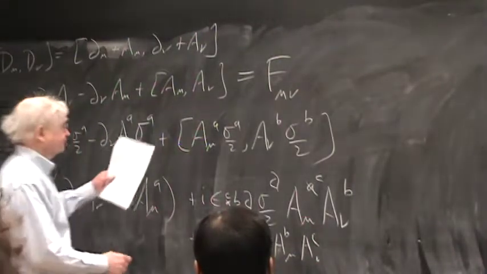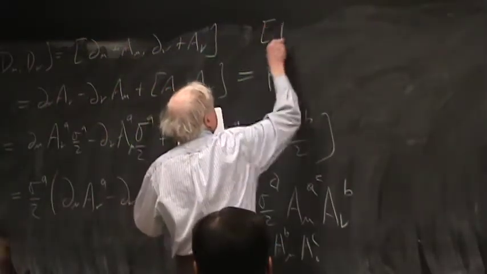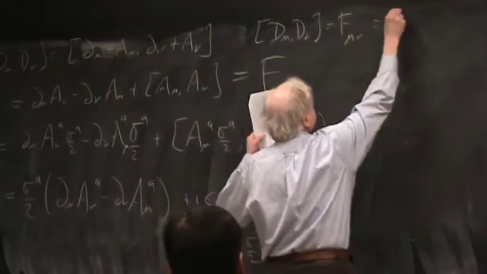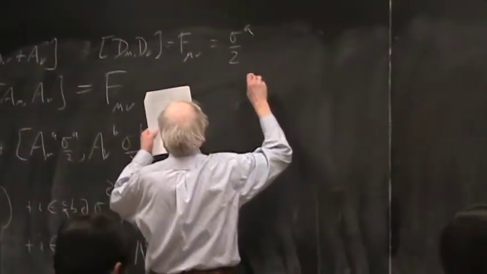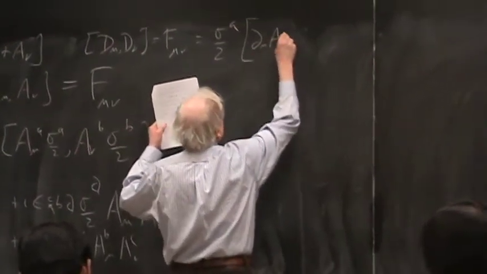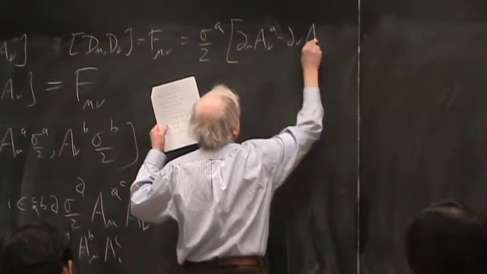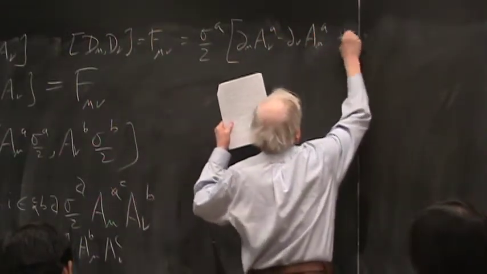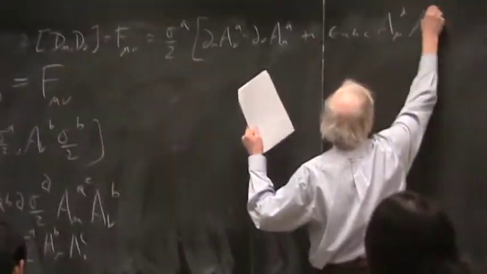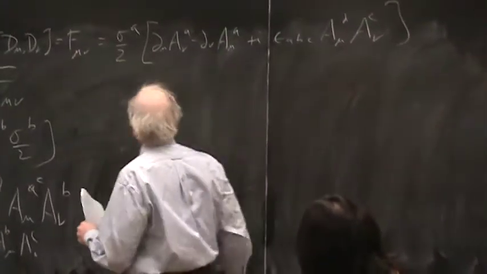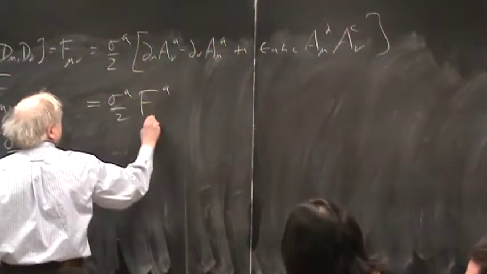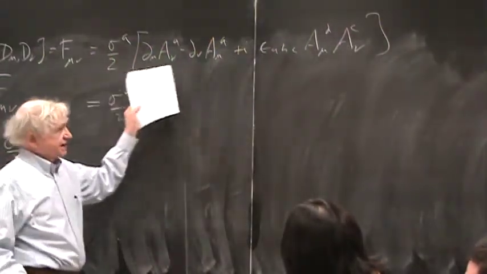And so d mu d nu, which is f mu, is then sigma a over 2 times d mu A nu A minus d nu A mu A and then plus I epsilon ABC A mu B A nu C. So that has been rebaptized as F A. So this is the Yang-Mills field strength.